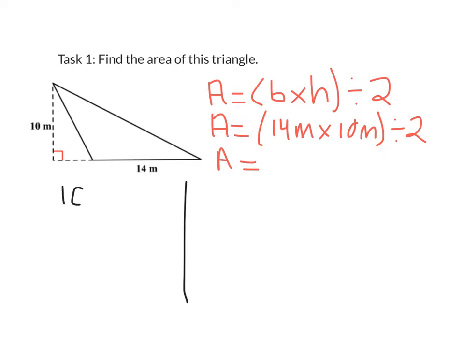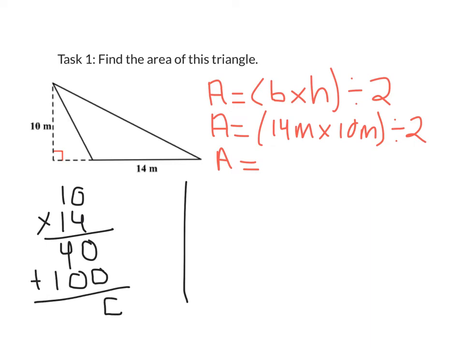So 10 times 14. So 4 times 0 is 0. 4 times 1 is 4. I can add a 0 or an x there. 1 times 0 is 0. 1 times 1 is 1. Then I would go ahead and add these together. That would be 0. 4 plus 0 is 4. And then 1. So I know it comes to 140 meters.